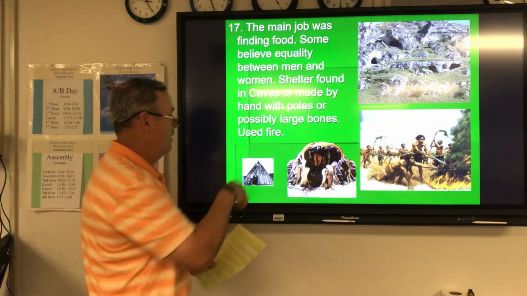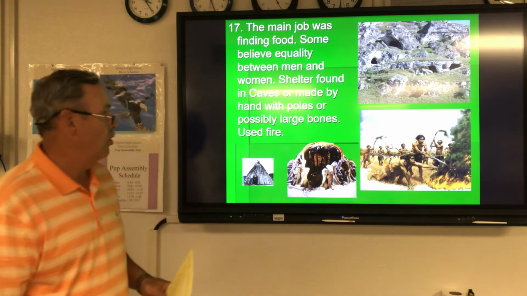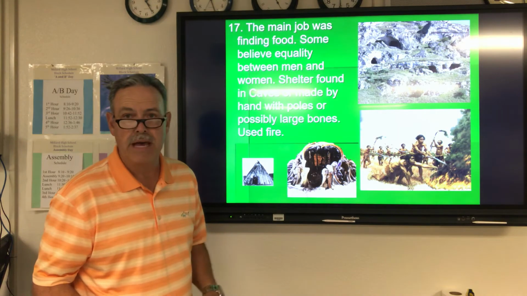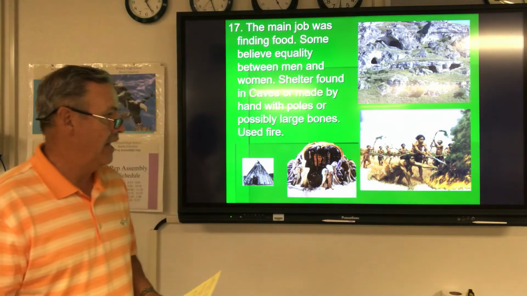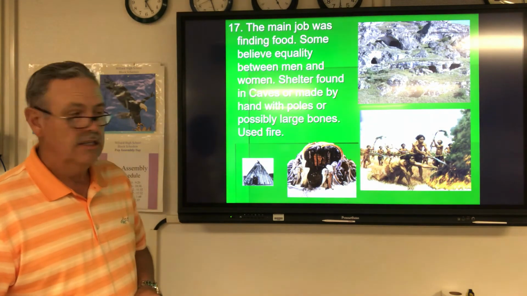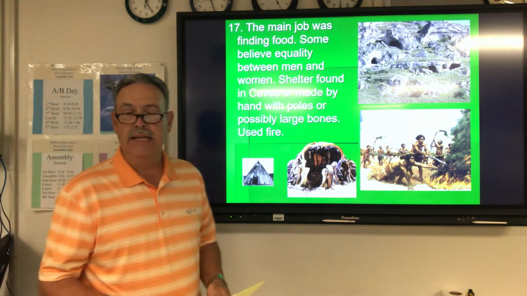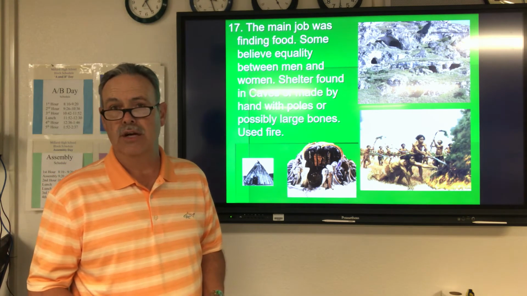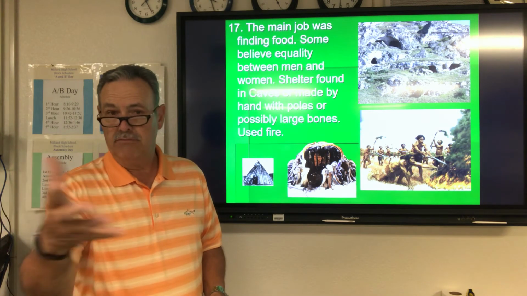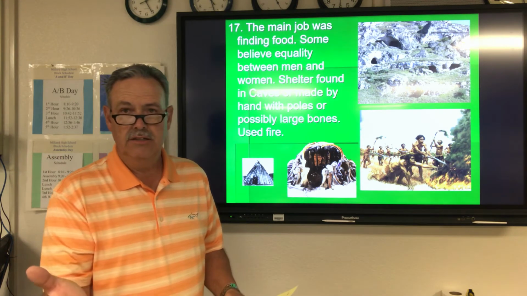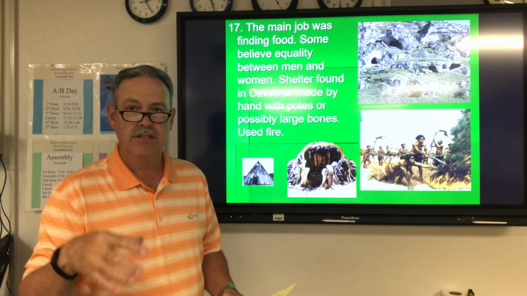So in addition to caves, they may have used poles or possibly some of the large bones from, like, a woolly mammoth. They used some of that to build their structures. It says they used fire. Obviously, the first instance of them having knowledge of fire would be when lightning struck. So they would see it burning, go over and investigate, realize that it's hot to the touch, they could get burnt.